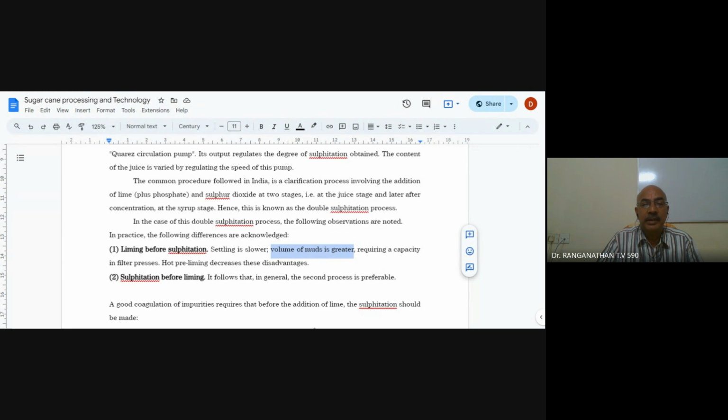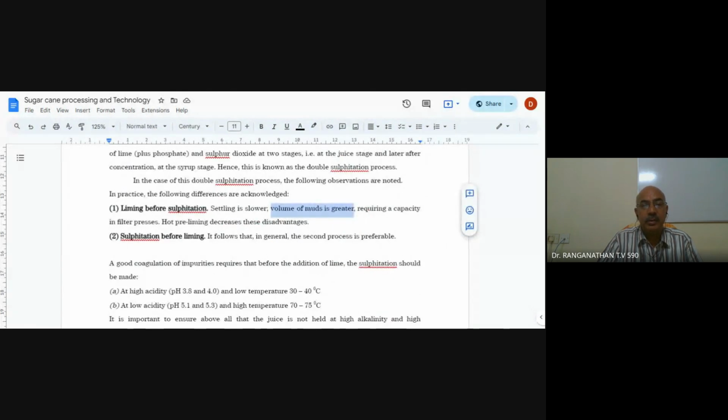So the better thing is hot pre-liming, that is, you add lime under hot conditions. Then sulfitation before liming is also a better thing. That is, I decrease the pH first, then add alkali to increase it. So good elimination of impurities requires that before the addition of lime, sulfitation should be made.